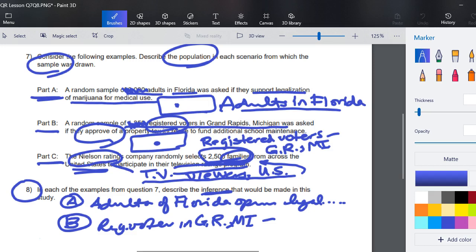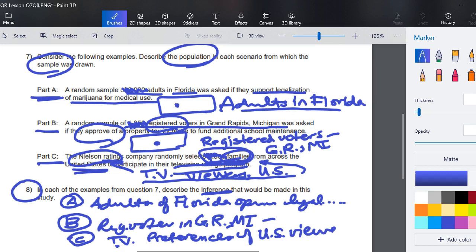Finally, looking at C, our sample was this 2,500 families. And what are we trying to say about these families? The Nielsen ratings look at what shows are preferred by the viewers. And so our inference would be, what are the television preferences, choices, leanings of the United States viewers? And again, if you want to see this differently to include families or define families, write C accordingly.